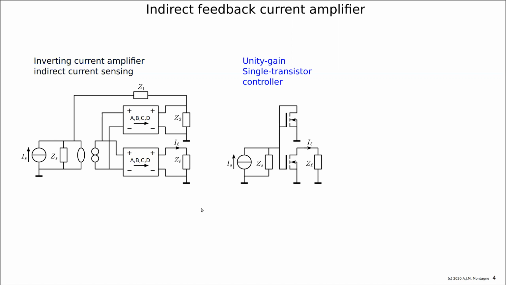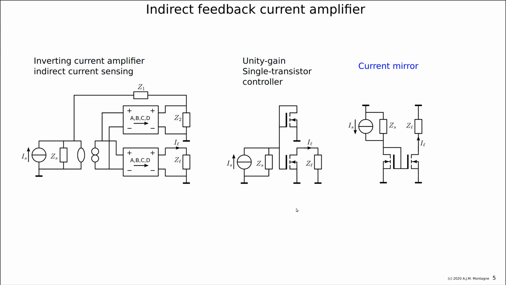then you get this. If you do that and you make it unity gain, so Z1 will be 0 and Z2 will be infinite. Then you have this, and if you draw it in another way, you have the current mirror. So the current mirror can be seen as an indirect feedback current amplifier in which we are not directly sensing the load current, but we are sensing a copy of it, and the feedback is in the left transistor of it. But of course, you can put more transistors in the loop and get a better one.